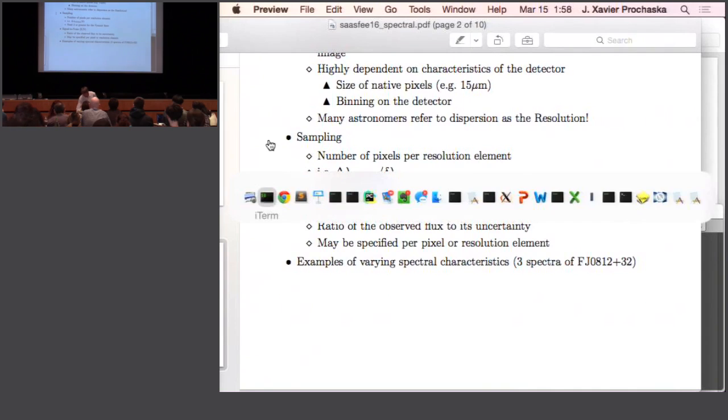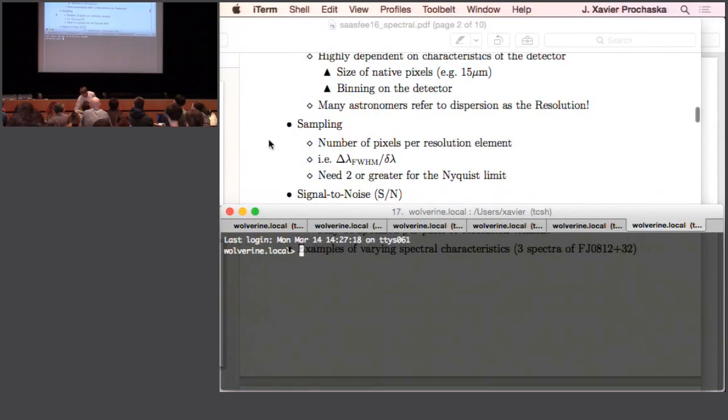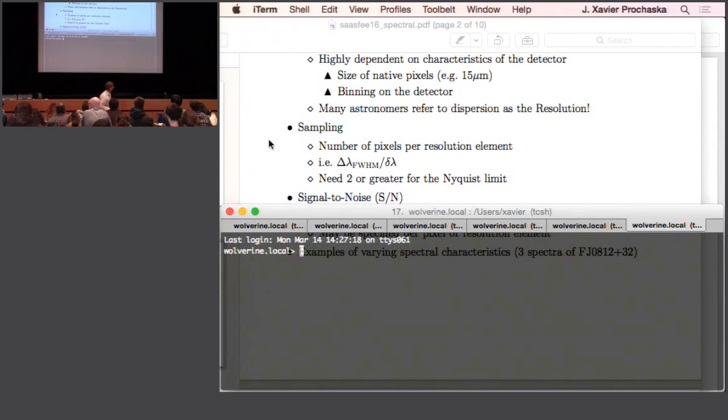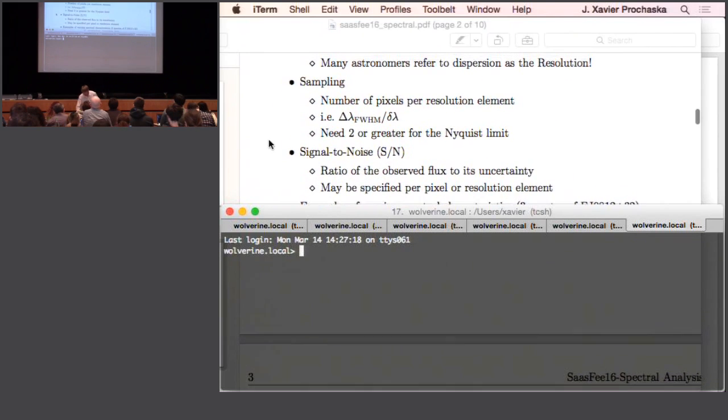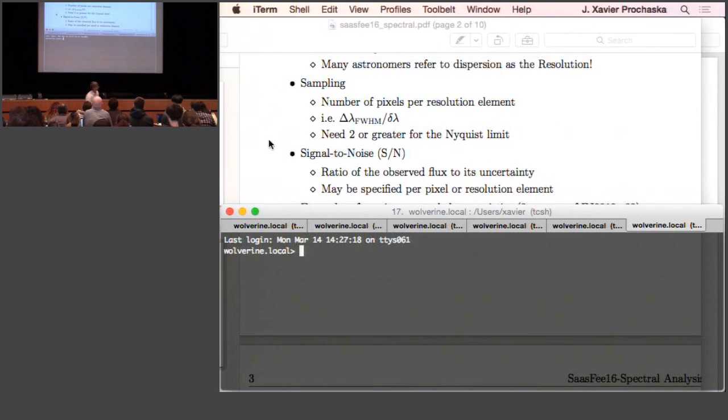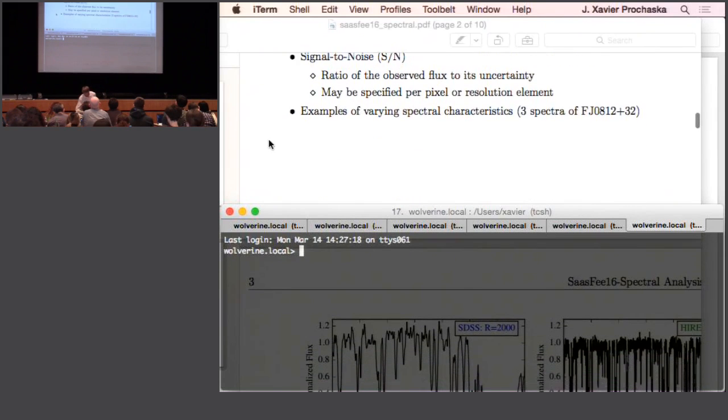Sampling is the number of pixels per resolution element. So that's quite straightforward, that width in lambda over delta lambda. And to resolve an absorption feature or an emission feature, you probably appreciate that you need at least a sampling of 2 pixels to achieve the so-called Nyquist limit. And then lastly, signal to noise, the ratio of the observed flux to its uncertainty, that you're probably already fully aware of.